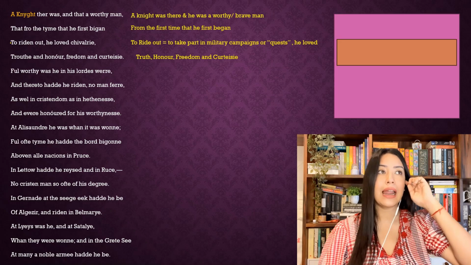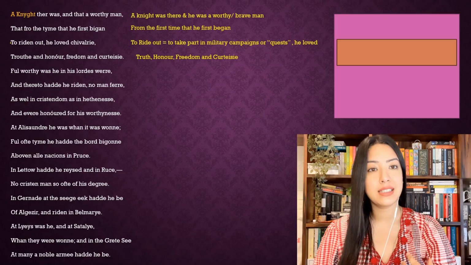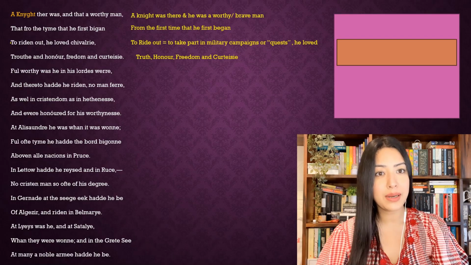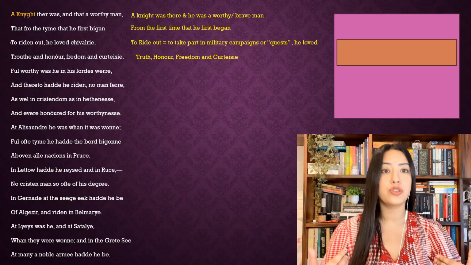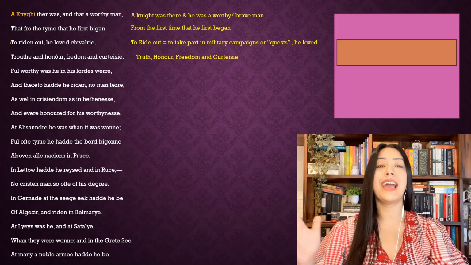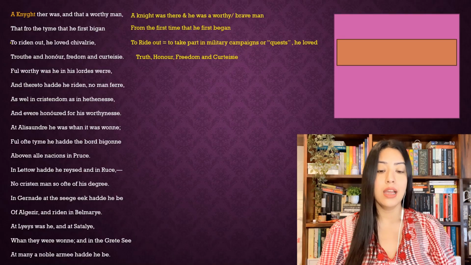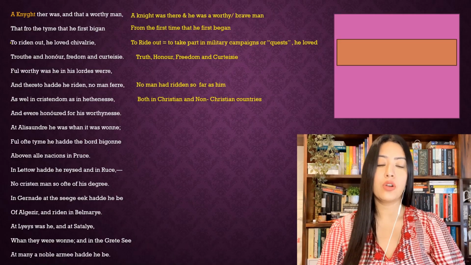When you give a character sketch of the knight, you have to understand that these are the values he embodies in himself. If he values truth, honor, freedom, and courtesy, it's more likely that he embodies these virtues. So this is the knight in shining armor that Chaucer introduces to us. Now you see, no man had ridden so far as him, both in Christian and non-Christian countries.